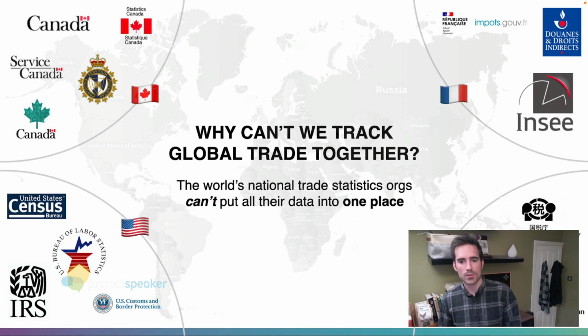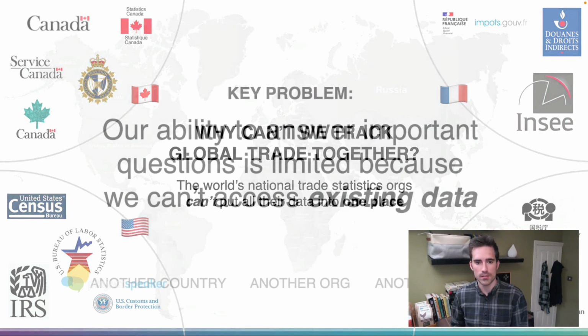But let's ask this bigger question. Why can't we track global trade together? Why can't allies such as the United States and Canada know what's going across their borders between the two of them? And the big reason here, one of the reasons, is that the world's national trade statistics organizations can't put all their data into one place, right? Because that would be a bit of a strategic mistake. It puts any given country a little bit too much at risk to give a copy of that low-level information to another country, even if they are really close allies.